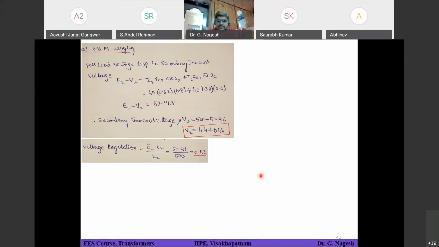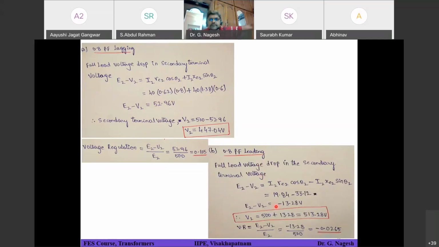Others also please try to do that. You will get some negative value. If you calculate that, you are going to get minus 13.28 or approximately minus 13.3 volts. So this is the difference in the secondary terminal voltage. From that you can calculate the E2 value or V2 value. If you transfer all these things onto one side, you will get V2 equals 500 plus 13.28, so it is 513.28 volts.